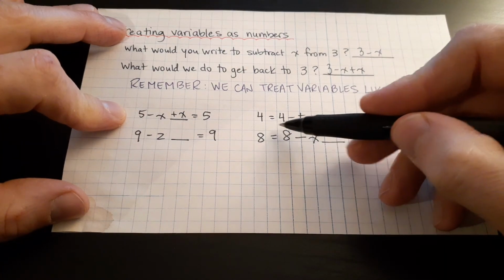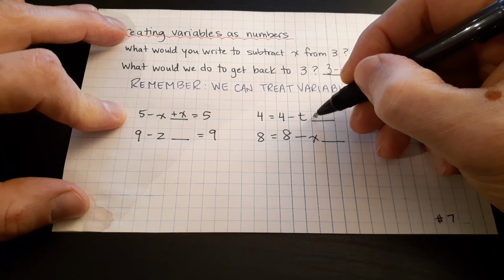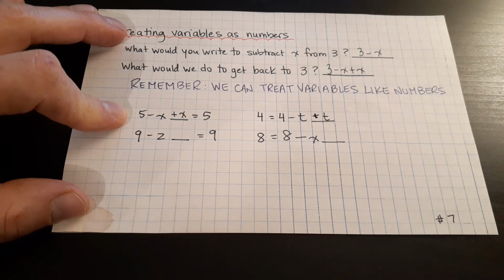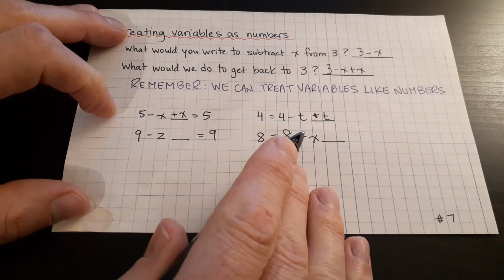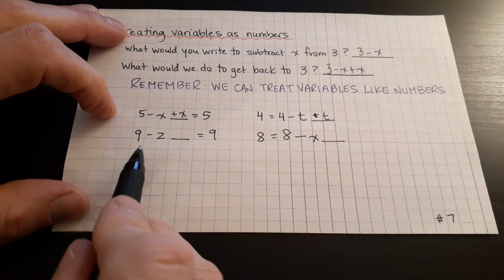If we have 4 equals 4 minus t, and we want to undo that minus t, we have to add a t. Now notice that the variable is not an x. It's still a letter though, so any letter can be a variable. Here we have a z.